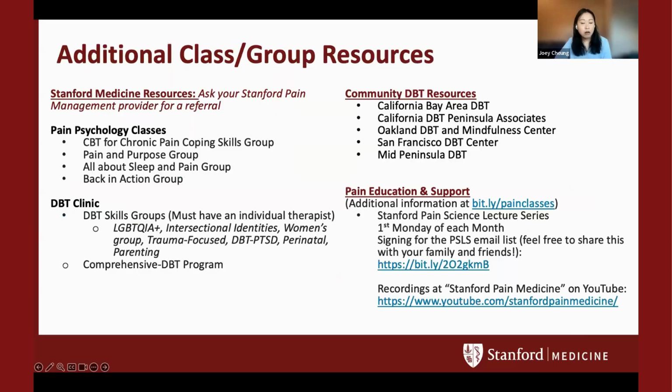And last but not least, here are some resources for getting connected with either DBT at Stanford or outside. So we have your pain psychology classes, and if you're interested in pursuing DBT here at Stanford, you have the option of joining just the DBT skills group and learning the skills-based modules. If you were to do that, you would have to have an individual therapist outside of the comprehensive DBT program, or there's also an option of joining the comprehensive DBT program.